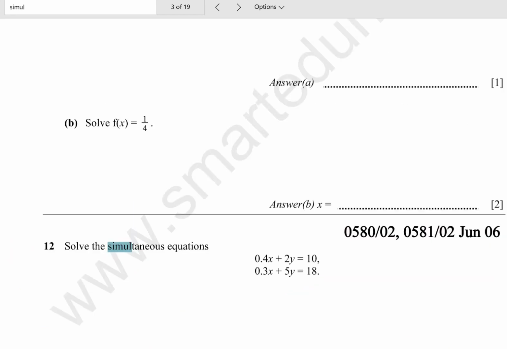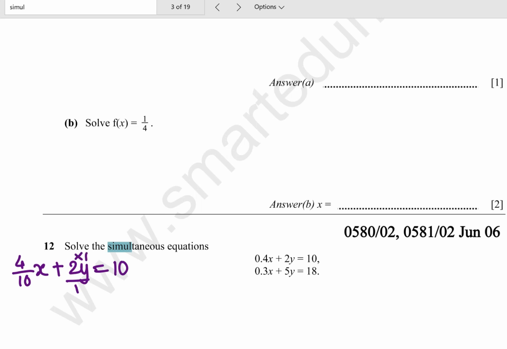Okay, this question is from May-June 2006. That's paper 2 and question number 4. Now if you observe, these are all decimals. The coefficients are decimal values. So it's okay if you don't want them, you can still do the changes. What you can do is write this 0.4x as 4 upon 10x plus 2y equals 10. There you can find the LCM.